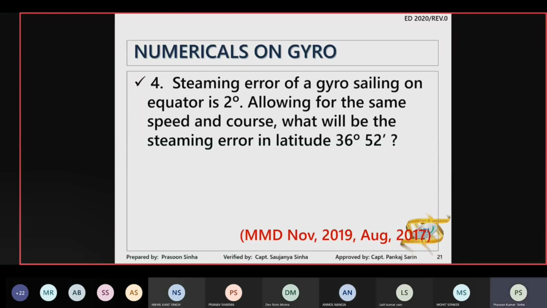If the same course and speed is being done at another latitude, 36 degrees 52 minutes, maybe south or maybe north, that hemisphere also not given. So how much will be the error? Here it is steaming error. Remember, it is steaming error.